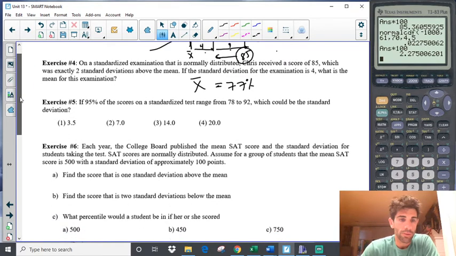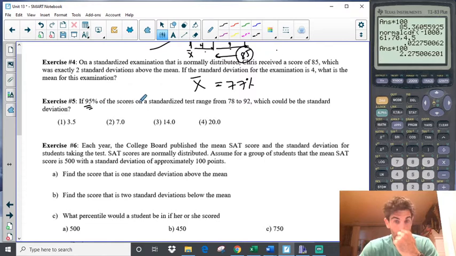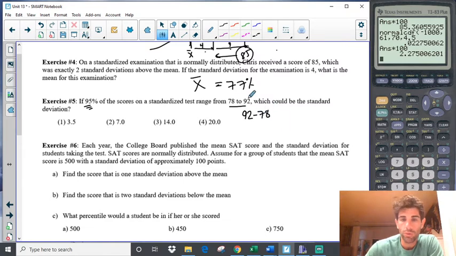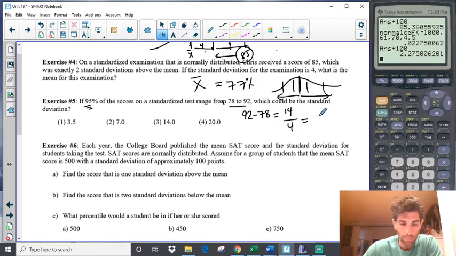All right, exercise 5. 95% of the scores on a standard deviation test range from a 78 to a 92. Which could be the standard deviation in this one? All right, so if you're looking for the standard deviation, you're going to subtract those 2 numbers, and then we're going to get 14. Now, since the test ranges from 78 to 92, when we were looking at it, say on your mean, you have 2 and 2, 4 standard deviations, that means that you're going to end up with around 3.5. So each standard deviation represents 3.5.